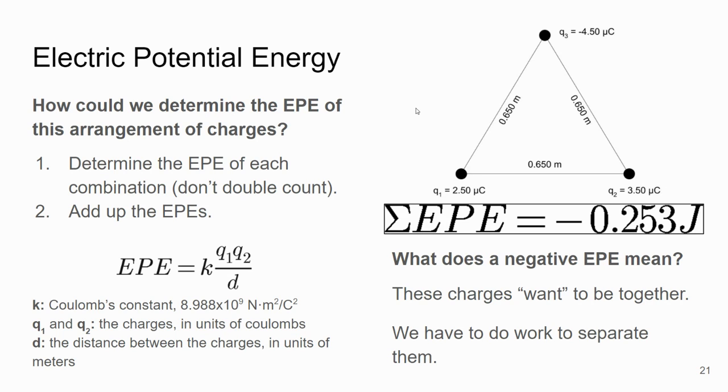Well, Q1 and Q2 don't want to be together because they're both positive charges. They're repelling each other. But if you bring Q3 into the mix, both Q1 and Q2 want to be with Q3. When you add up all of the EPEs, it ends up that overall you have a negative EPE. So this particular arrangement of charges has negative EPE, which means you're going to have to do work if you want to separate all of these charges from each other.